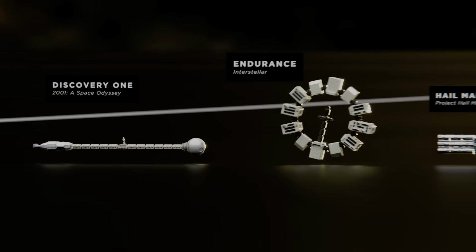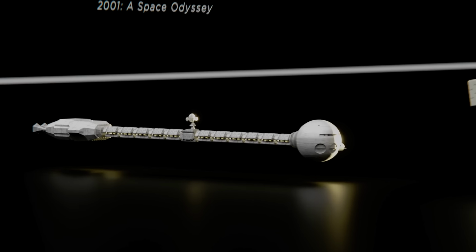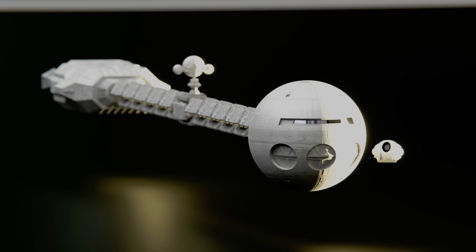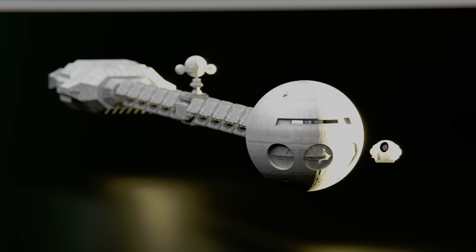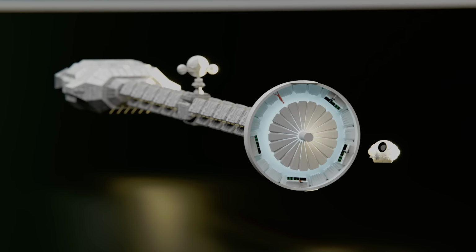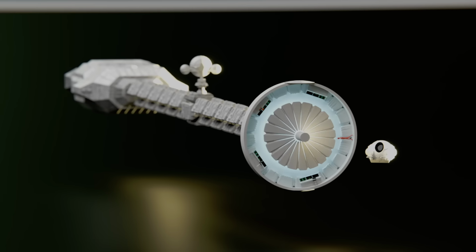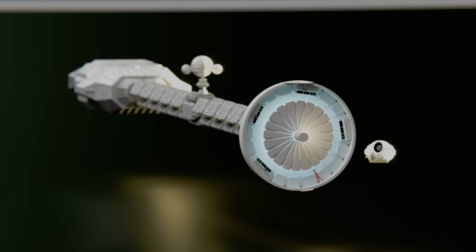One of the smallest practical examples is the Discovery 1 from 2001: A Space Odyssey. At the front of the ship there is a sphere with a centrifuge inside. That centrifuge rotates at about 5 RPM and creates 0.17 g, the same amount of gravity as the moon.